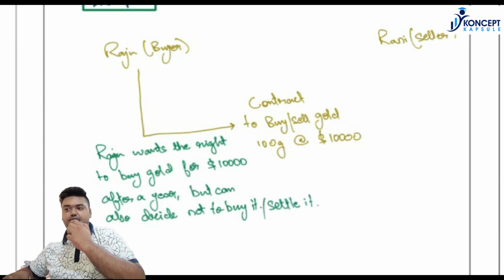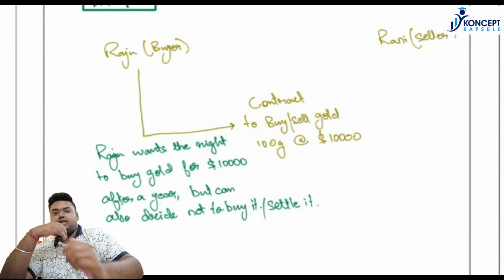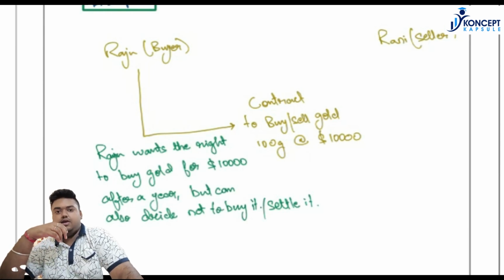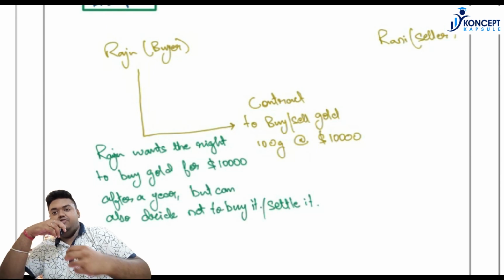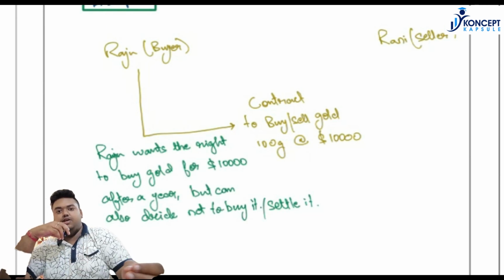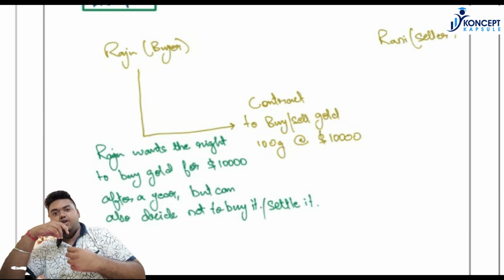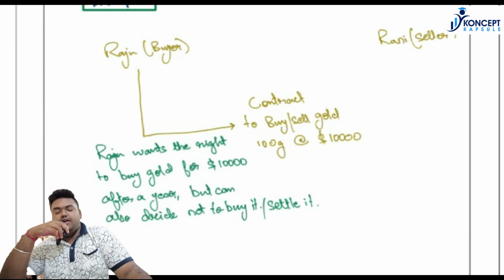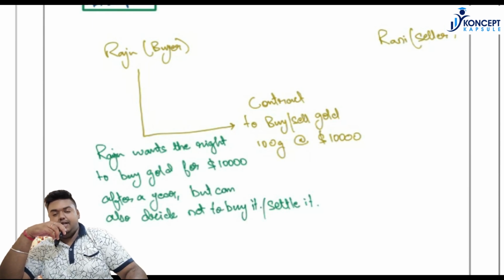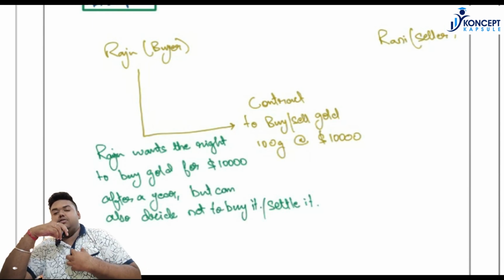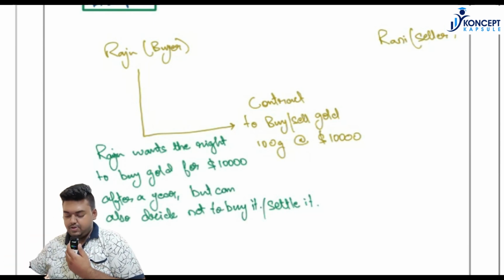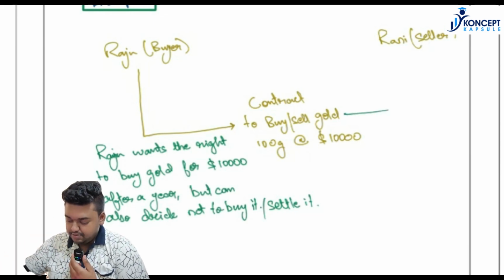So what are we seeing here? In this contract between Raju and Rani, Raju is saying that he wants the right that if he wishes, he will buy gold after a year, and if he wishes, he will not buy the gold after a year, and even when he's not buying, he doesn't need to settle it, which means settling or not settling is his right. If this is the situation with Raju, what will happen with Rani?